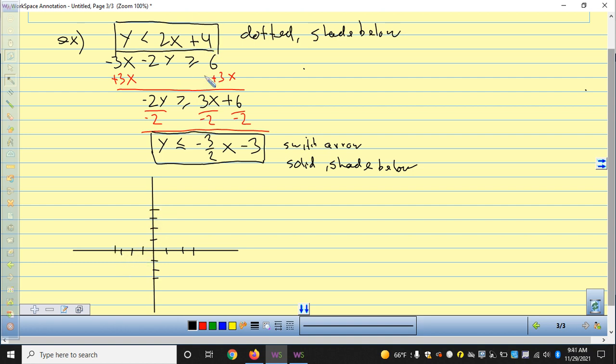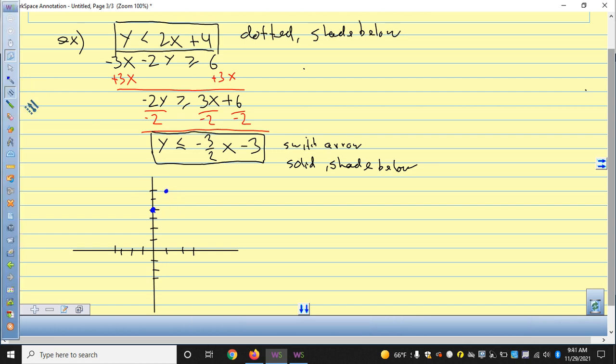All right, so this first one, the y-intercept is 4. So we're going to start there. And my slope, I need a couple more dots. We're going to go up 2 and over 1. 1, 2, over 1. So I get another point there.